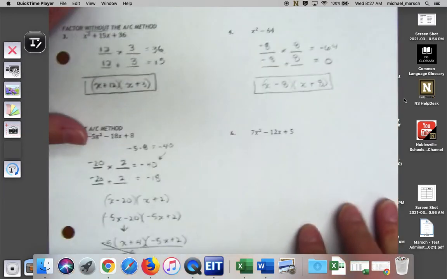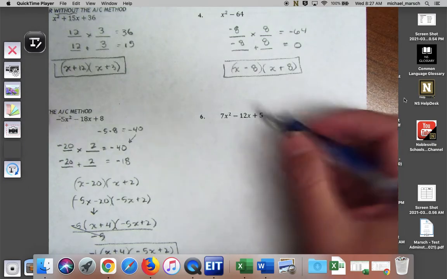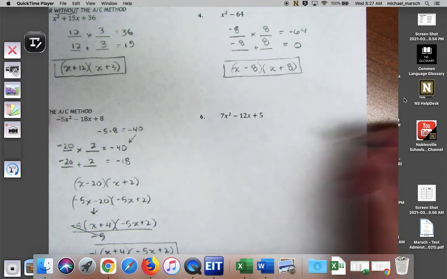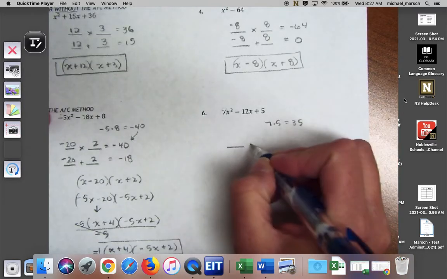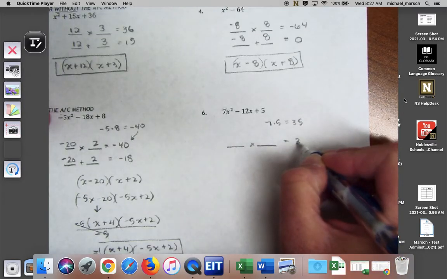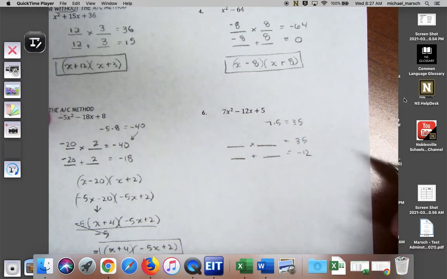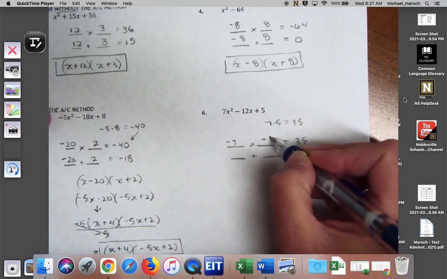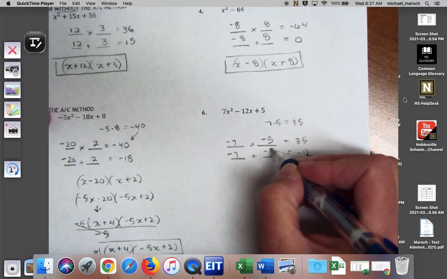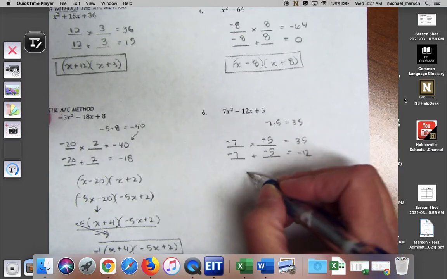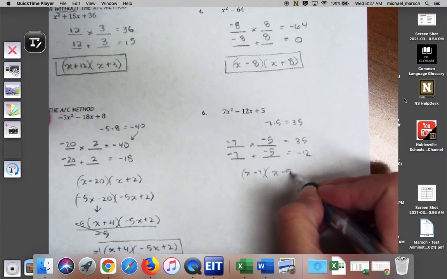All right, and then we'll do number 6, same thing. I don't have a common factor. I have to do AC method because there's this 7 here. 7 times 5 equals 35. So what times what gives me that 35? What plus what gives me negative 12? So I can do negative 7 and negative 5. Negative times a negative gives a positive. Negative 7, negative 5 combined makes negative 12. x minus 7 times x minus 5.